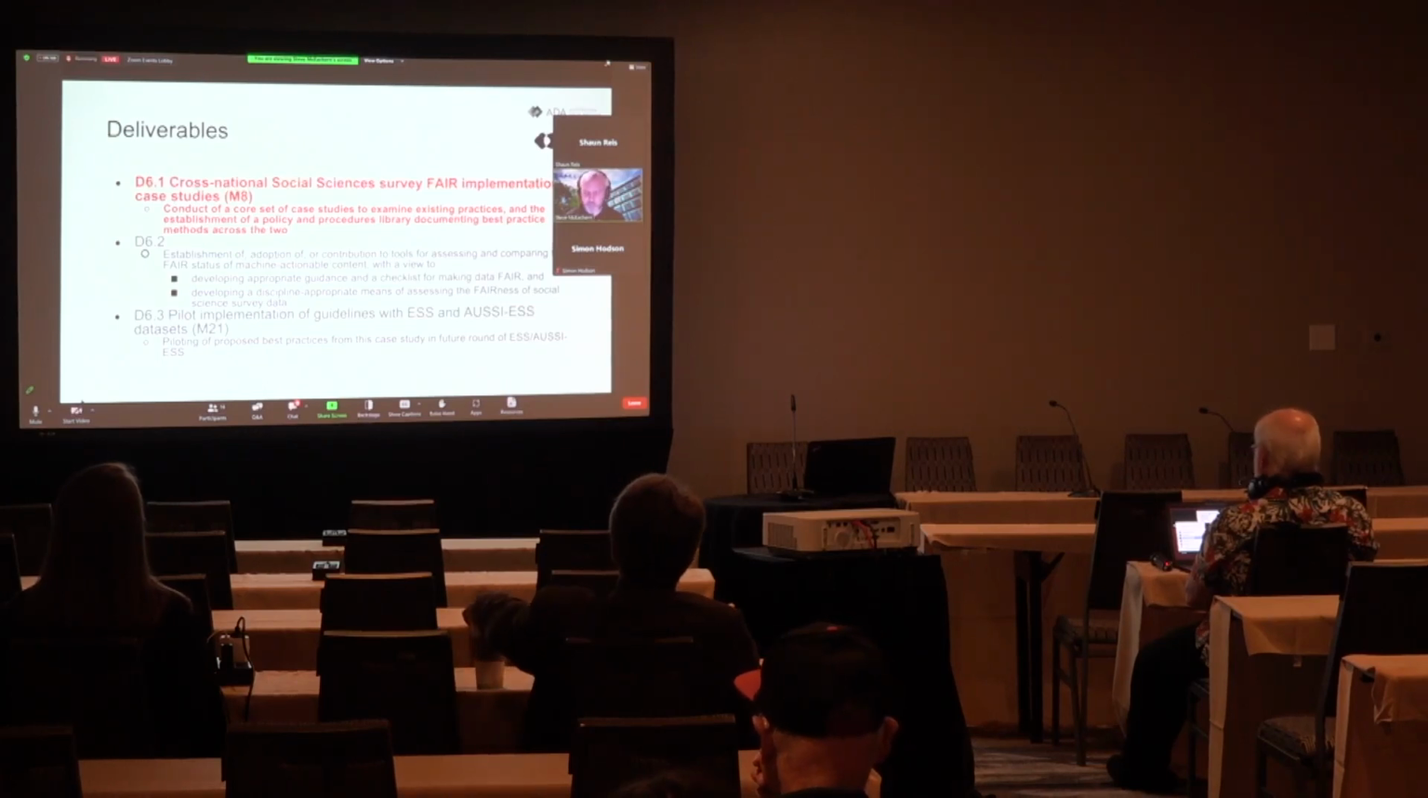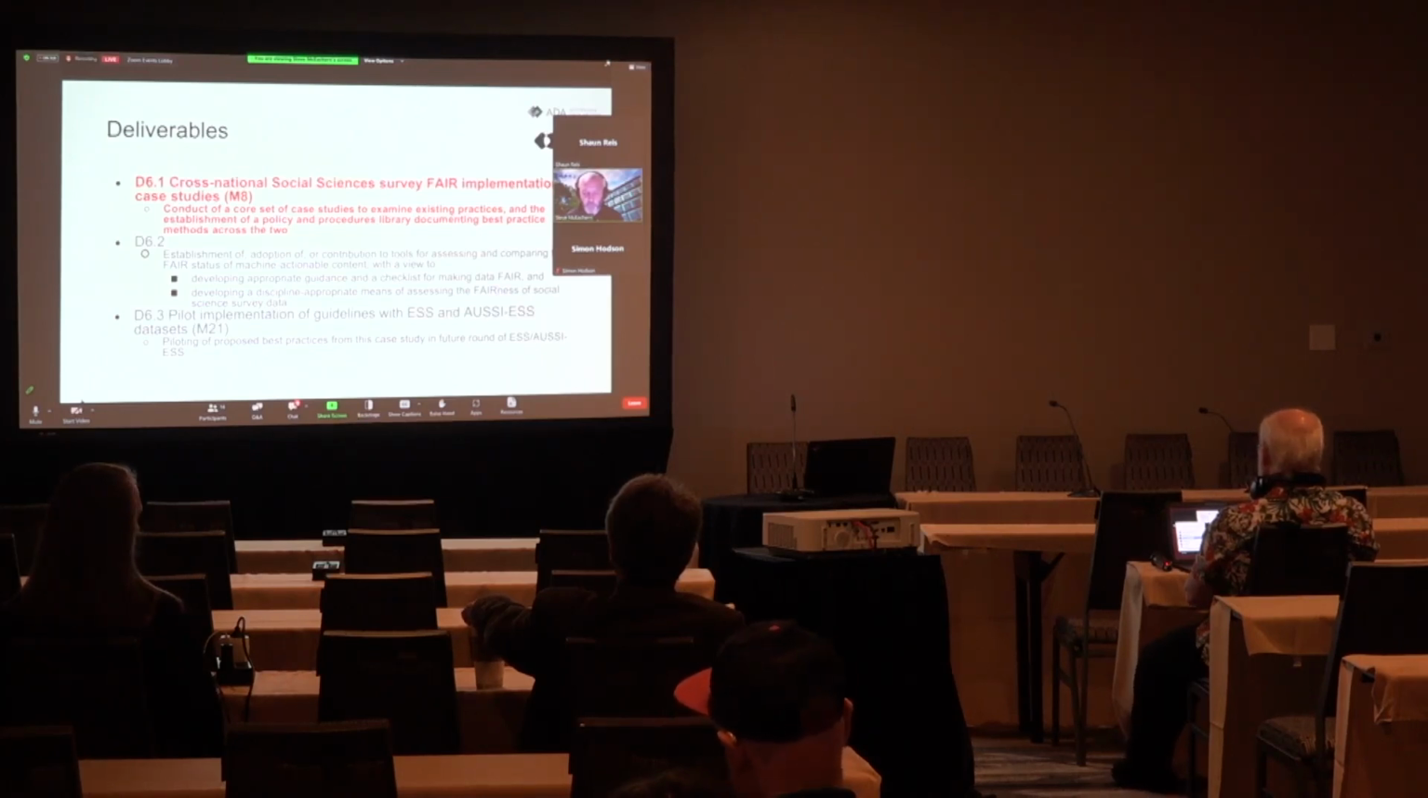The next stage of work that we're currently involved in is picking up on what we do now and what is the foundation, the baseline that we have now. What can we look at to improve upon that process, and particularly with a view to looking at machine actionable content in light of the FAIR principles. So guidance around and checklists for making data FAIR and appropriate means of assessing fairness of social survey data, and embedding those in the infrastructure that we have.